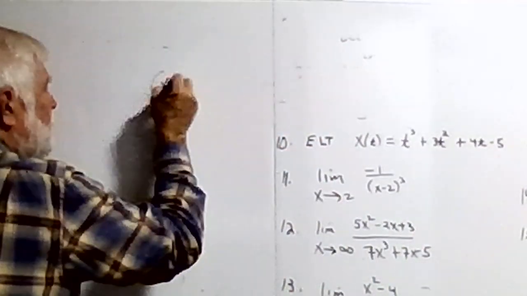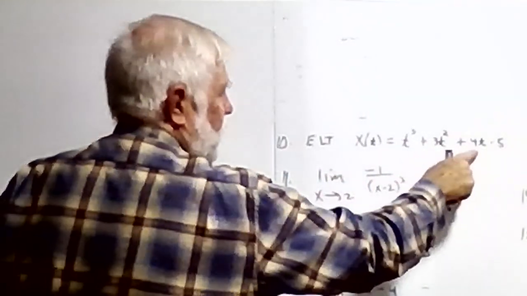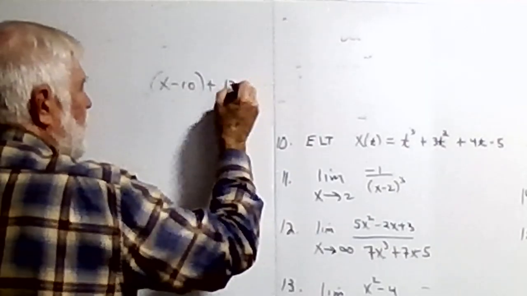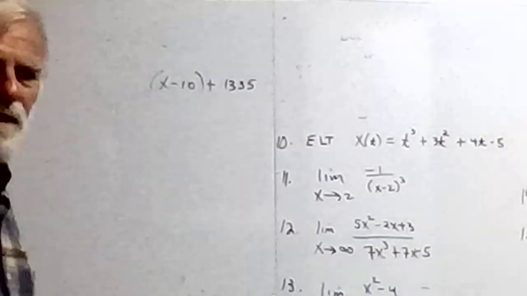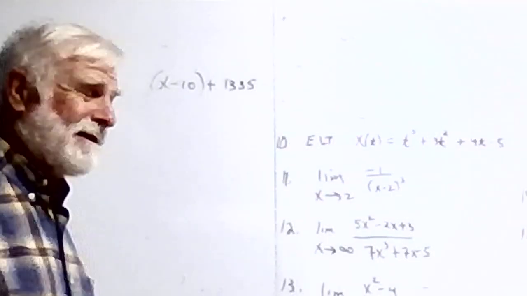Well, let's write x of 10. Plug 10 in. 1,000, 1,300, 1,340, 1,335. So plus 1,335. Grandma's somewhere way north, up in that woods area up in Canada. I hope they still like us.